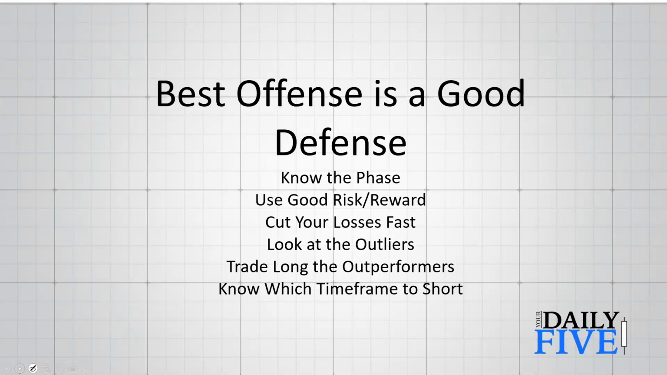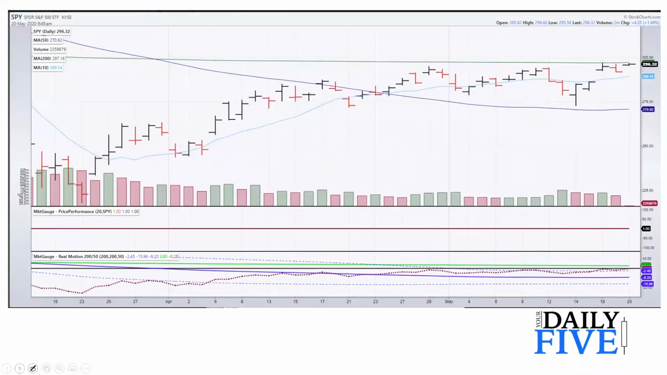You want to also make sure that you keep an eye on some of the outliers that influence the market. And then what you should be trading from the long side are the outperformers. We'll take a look at one of those. And then also, if you do want to short at this time, with the euphoric conditions that the market is in, to know your time frame, with a couple of examples there. So let's start with the whole idea of knowing your phase.